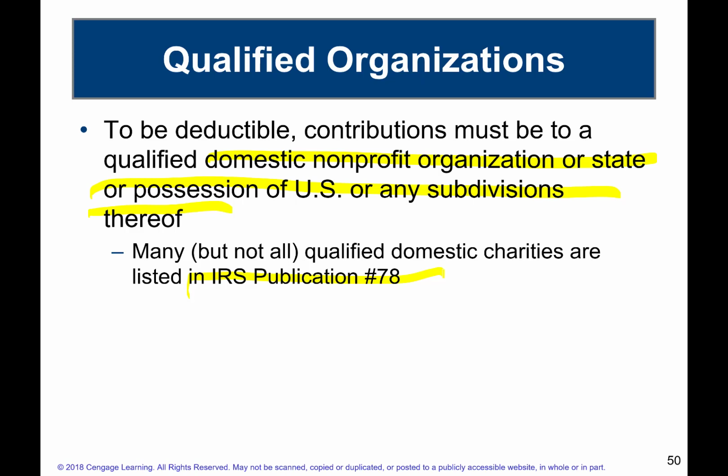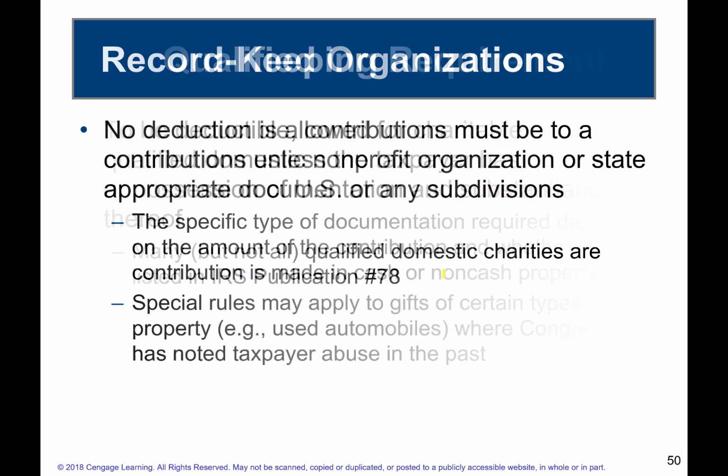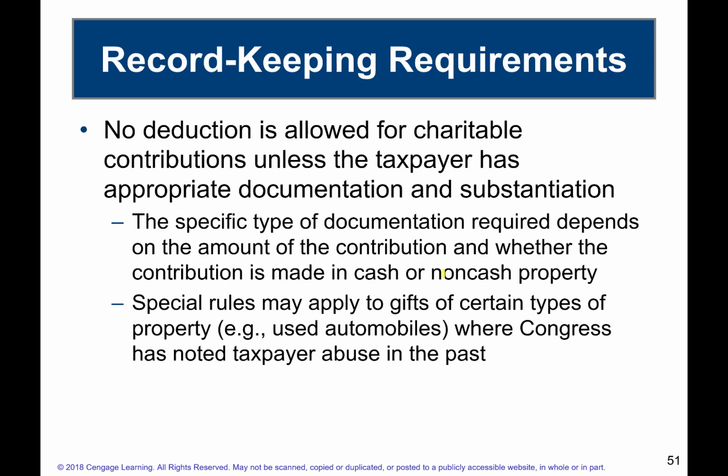Okay, so let's take a look at qualified organizations, Publication 78. Record keeping: they expect you to have the appropriate documentation. So let's just go with the clothes example. Do you just go and throw your clothes on the porch of the Salvation Army and take off? No, you're going to ask them for a little card that will approximate the fair market value.